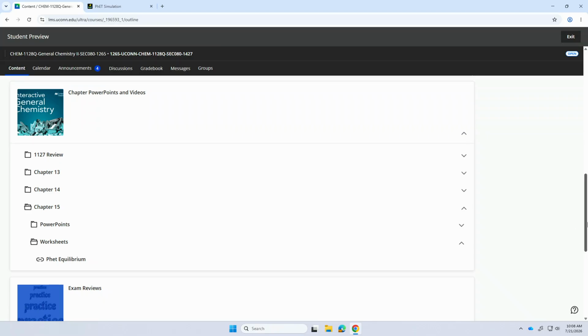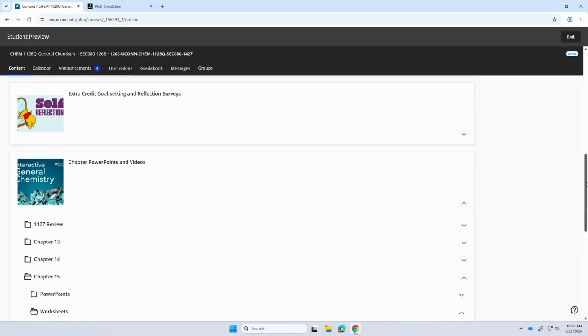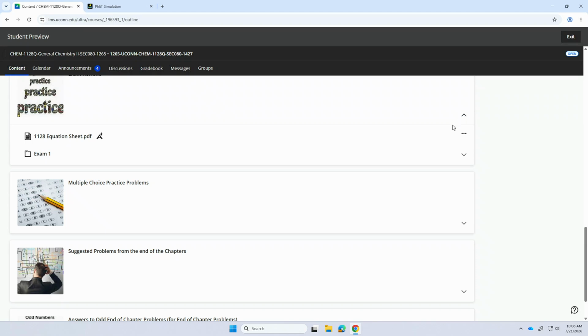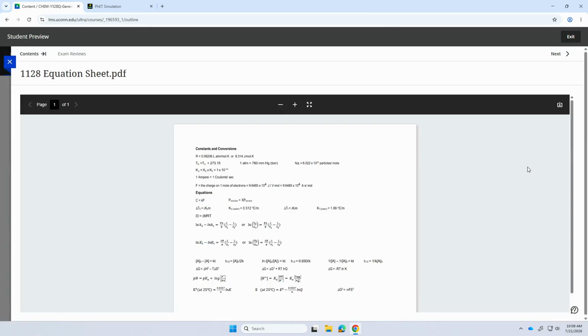Let's review a little bit in the 20 minutes I have left as to what to expect on the exam. Okay, so your equation sheet is here. You will get a copy of that. One side of the equation sheet, the other side the periodic table.